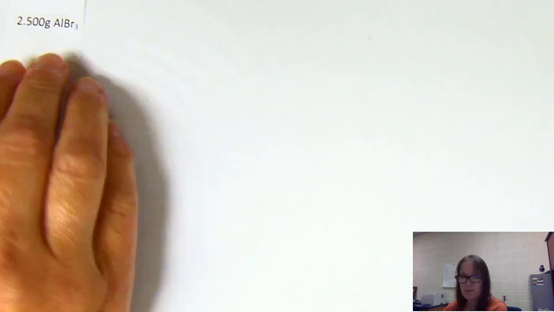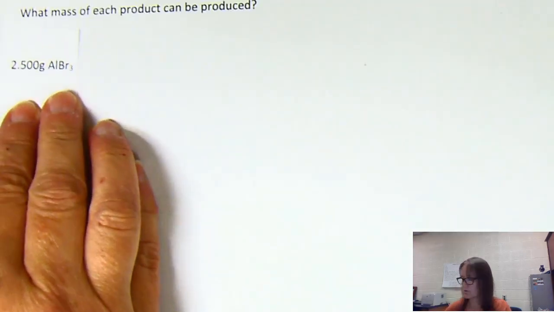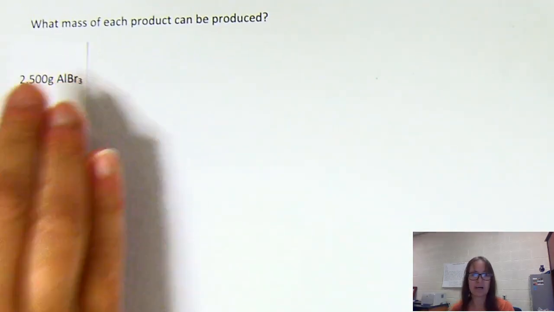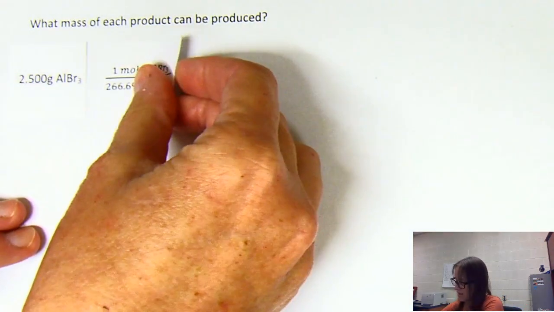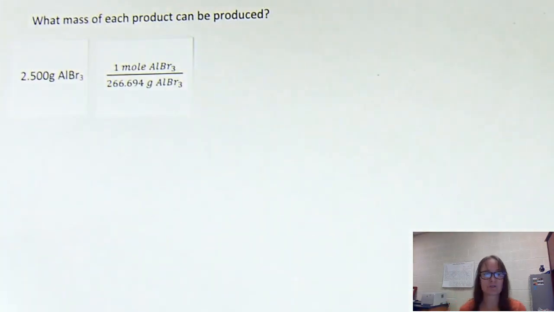So what is the mass of each product that can be produced? To do our calculations, we have to start with our measurement. You always start with the measurement. So you're going to write down the 2.50 grams of aluminum bromide. You want to then convert that into moles. To convert it into moles, we're going to divide by the molar mass of aluminum bromide. That will get us into moles of aluminum bromide.